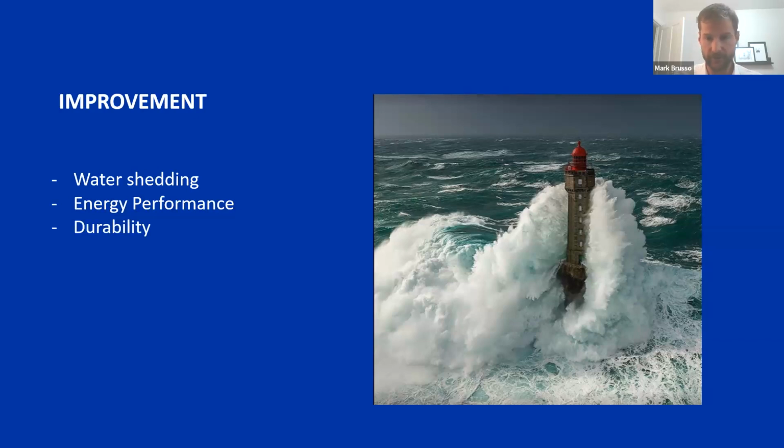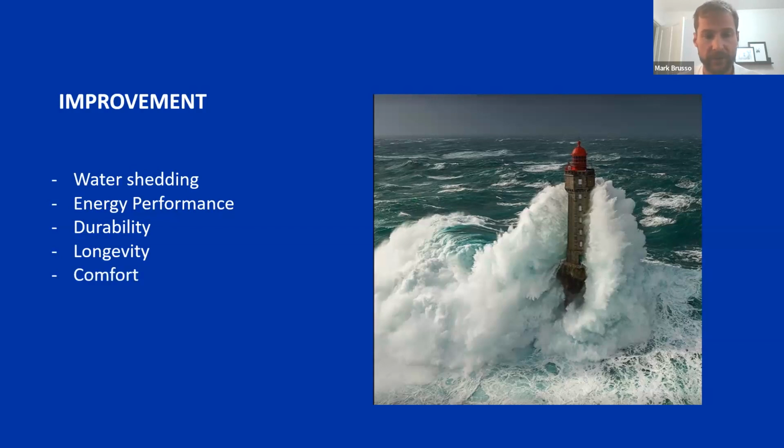Durability is also a method of improvement. In context of this photo, this is actually a lighthouse off the coast of France. It's called the La Joumont. Masonry is one of the most durable forms of construction on the planet. Some of the longest lasting structures around the world are made out of masonry. And so improving these structures' durability is a very, very important component of improvement. We're also interested in increasing the longevity of our buildings as much as possible because these are very high value structures that have a lot of value attached to them.